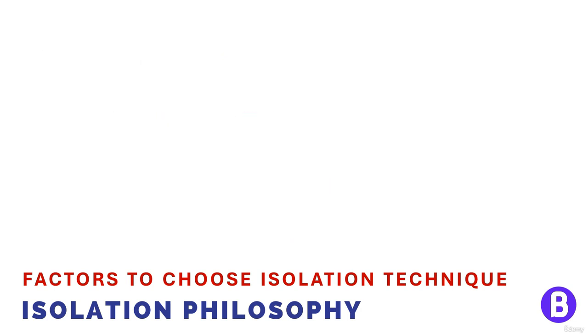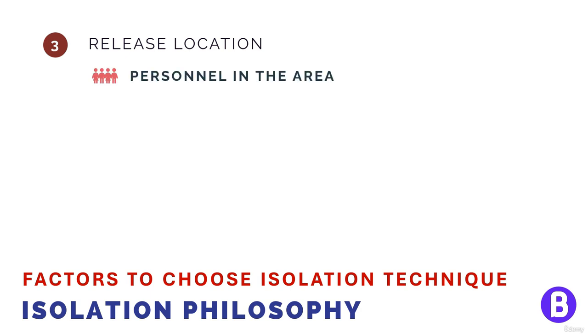The third factor is the release location. If release occurred, how many personnel are expected to be in the area of release? If the area where the system we need to isolate is manned and there are always personnel working in this area, then these personnel may be affected by the fluid release. In this case, we should take precautions to protect them. What are the surrounding environment, the surrounding equipment? How would they be affected?